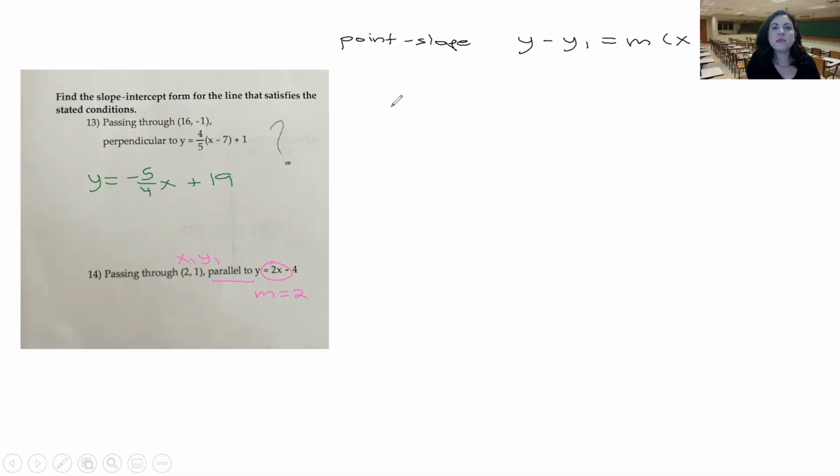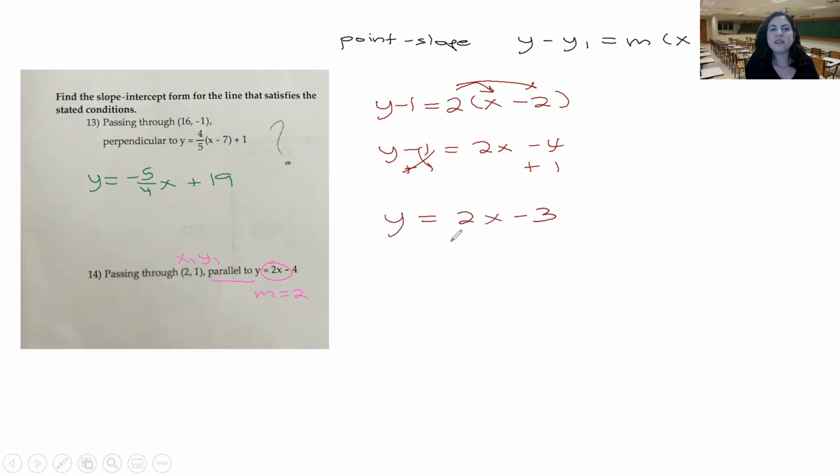And so I'll plug that into my equation here. Y minus 1 equals the parallel slope times x minus 2. Distribute. So we have y minus 1 equals 2x minus 4. And then add 1 to each side. Sorry for my sloppy handwriting. And y equals 2x minus 3.